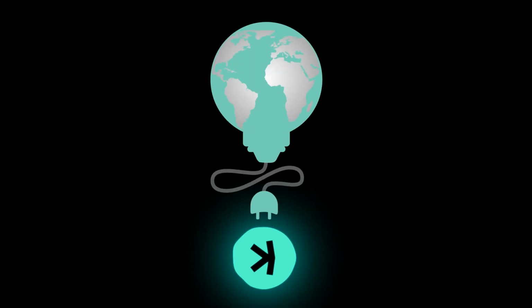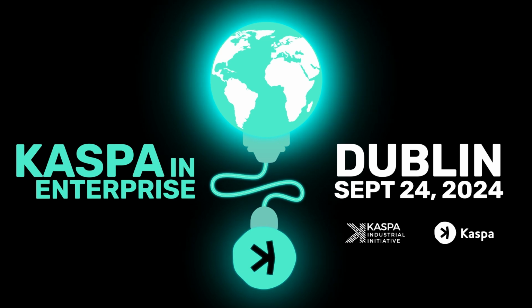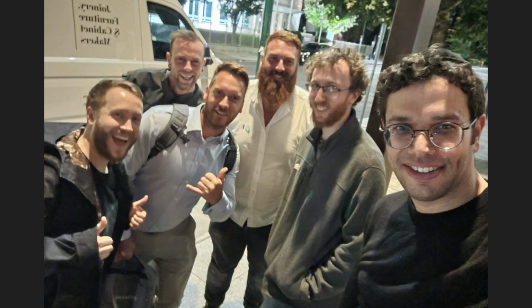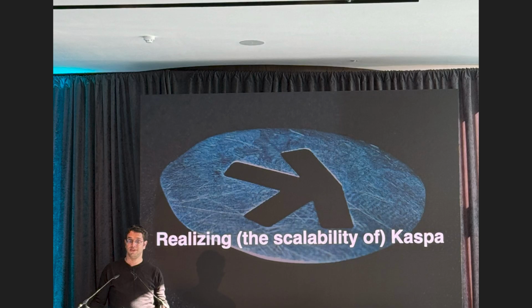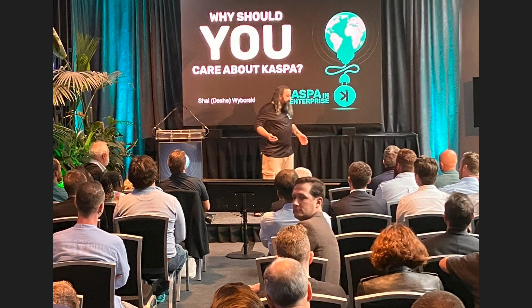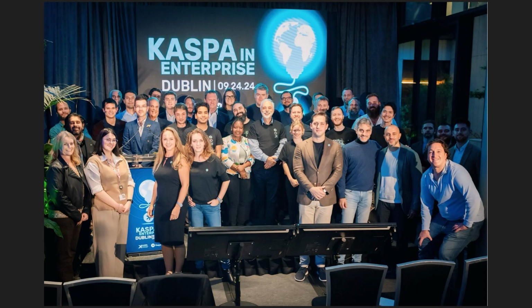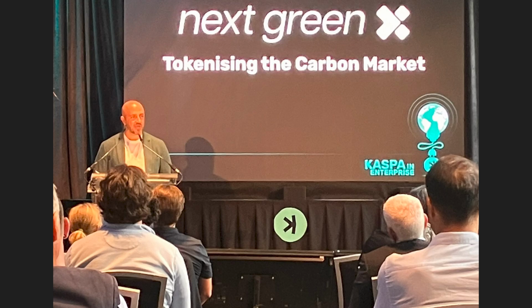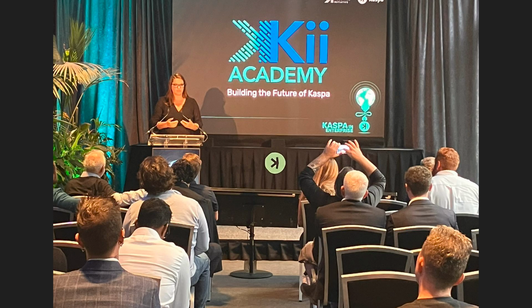Yeah. Now, moving on to another event in September. Busy month in September. So, this was the Kaspa in Enterprise event. It was held by KII. It was amazing. We were there. We met the team, which was incredible. Both the Kaspa team and the Kaspa KII team as well. And the Desert DII team as well. Yeah. It's just amazing. Really, really well put together.